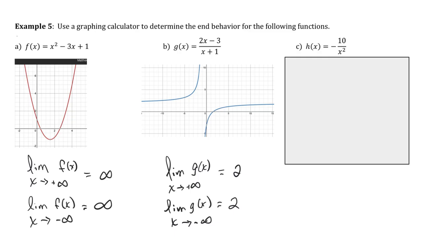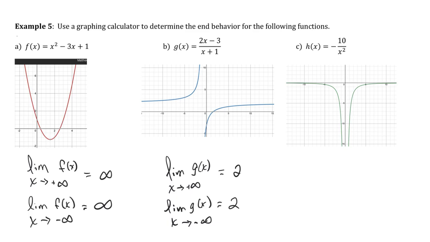Okay, let's look at the last one. All right, here we are. It's a weird looking graph, but we're just talking about the end behavior. So limit of h of x as x approaches positive infinity. That looks like it's leveling out at 0, and the same thing from the other side. Looks like it's approaching 0. We'll have more on horizontal asymptotes coming up, but that's a little foreshadowing for you.